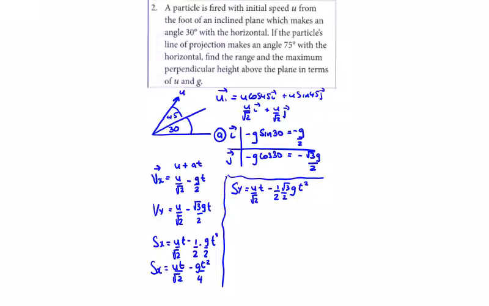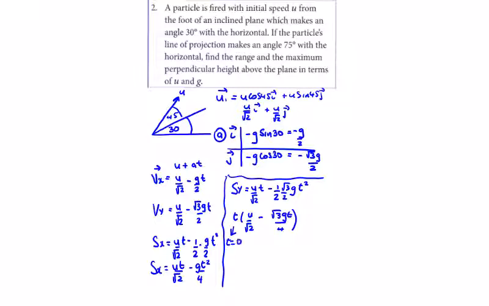If we want to find the time taken to get to the range, we'd say s of y is equal to 0, factor out the t. So the time taken to get to the end point is, factor out the t, so minus root 3 gt over 4. So therefore both of these are equal to 0.